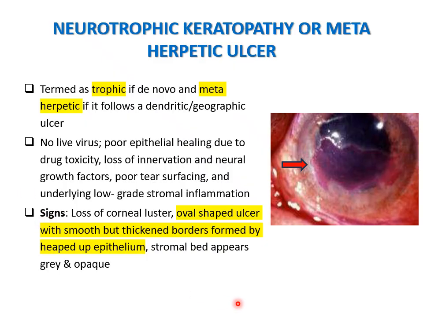What are the signs? You see, it's a very dry corneal surface. This part of the cornea has some luster, whereas this part does not. So, lusterless cornea, an oval shaped ulcer with smooth but thickened borders. Remember the scalloped borders that you had seen in cases of geographic ulcer. This one has smooth borders. And because these borders do not contain active virus, they only contain heaped up epithelium. This epithelium is not able to migrate over the defect and cover it. So that is the main pathology.